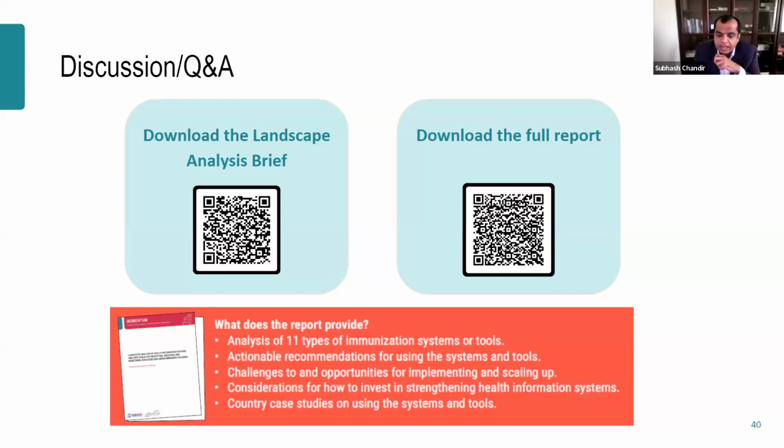Yes, in Sindh, it has been running since 2017. It was scaled to Islamabad, which is the capital of Pakistan, as well as the Gilgit district. But currently, as I said, it is being scaled as a national EIR in all the other provinces in Pakistan as well. Thank you.